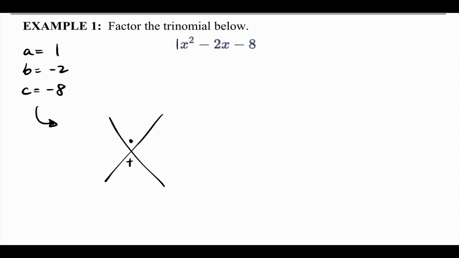On top with the multiplication dot, we do A times C. Okay? A is 1, C is negative 8. So negative 8 times positive 1 is negative 8. That goes on top. B always goes by itself on bottom. Negative 2.